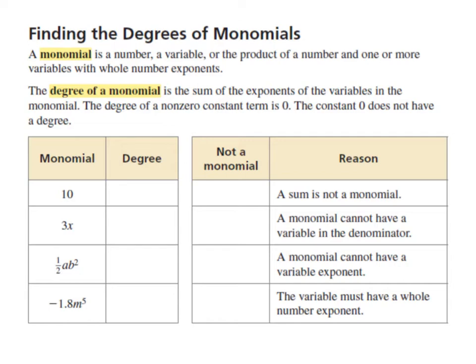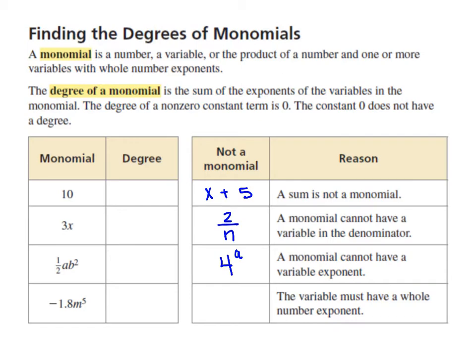Let's look at some non-examples. What are things that are not monomials? Well, a sum is not a monomial. So if there's an addition or a subtraction sign, then it's not a monomial. A monomial can't have a variable in the denominator. So if I had something like 2 over n, that means it's not a monomial. A monomial can't have a variable for an exponent. So if I had something that looked like 4 to the a power, that's not a monomial.